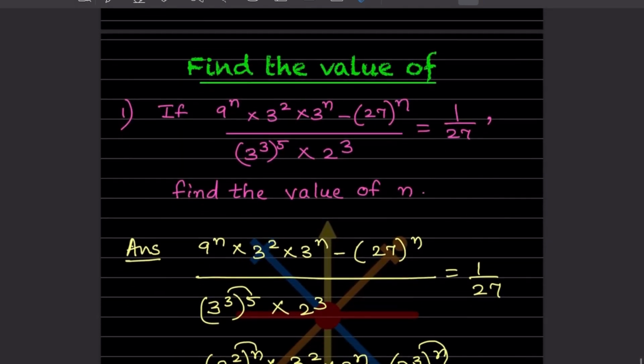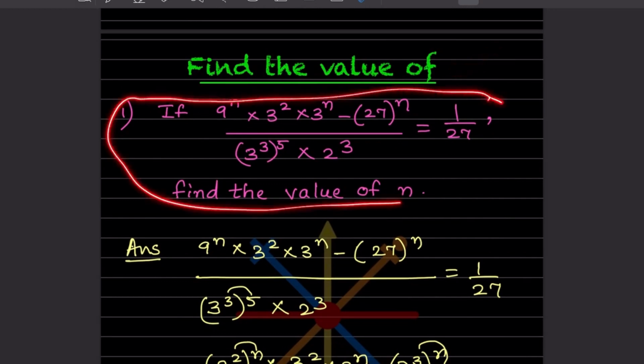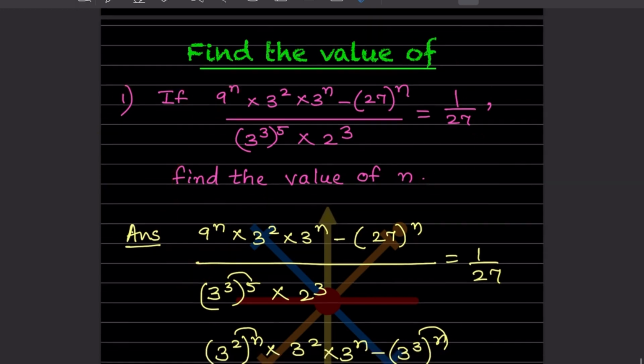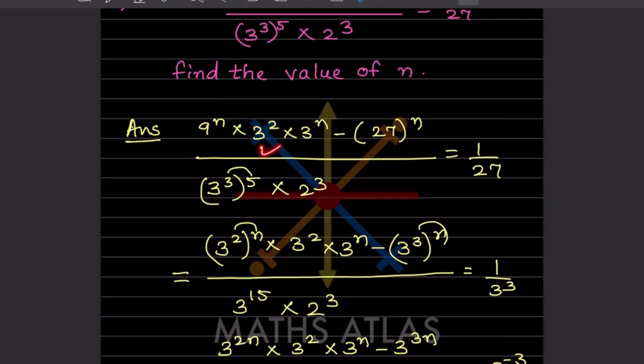So here we have to find the value of n, this is the question given. I have written the question over here. Now what we can see here are 3's and 2's. So what we'll do here: 9 is 3 squared, so this will be the same. Again this 27 will be 3 into 3 into 3, that will be 27, so 3 cubed, and this n as it is.